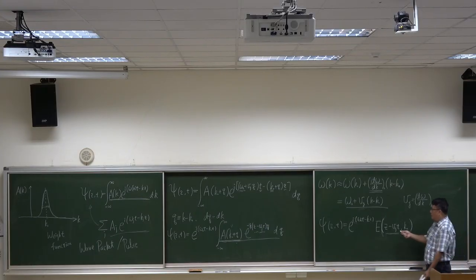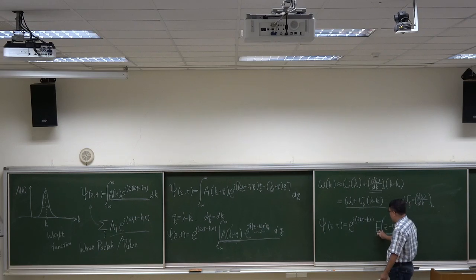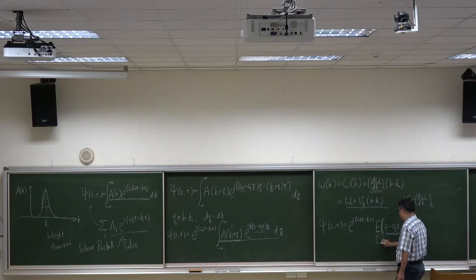So the final result is a function of z minus d_g t. Maybe it also depends on k naught. We call this, not an electric field, this is the so-called envelope function.